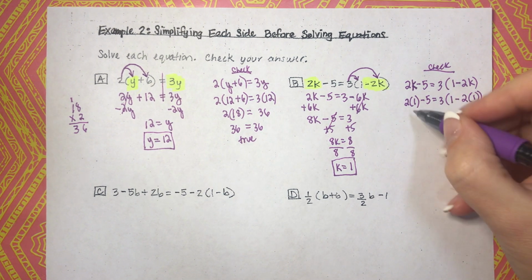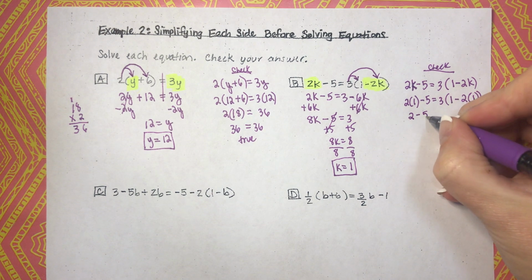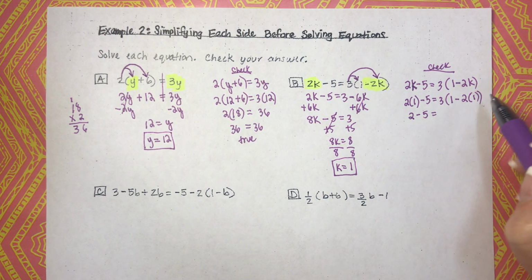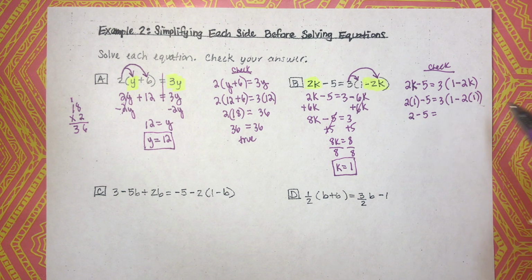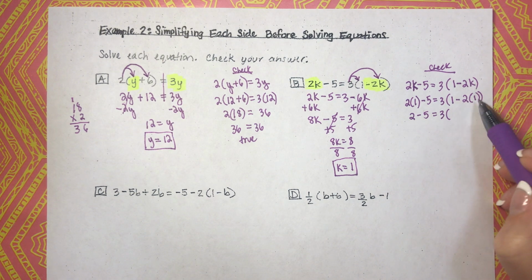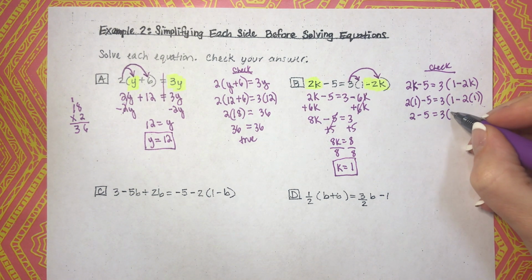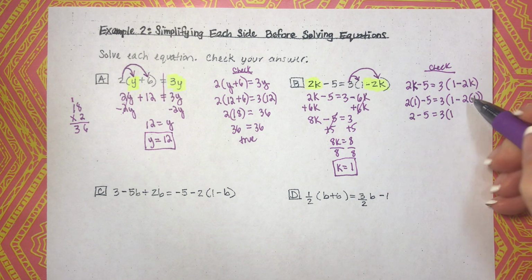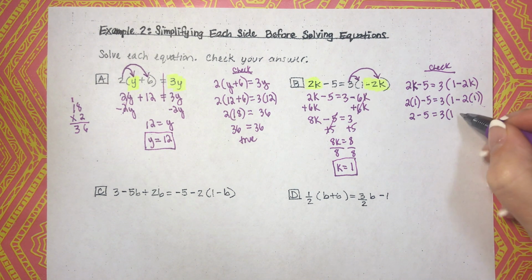2 times 1 is 2 minus 5 equals, over here on this side, we have 3 times and then we have a parenthesis, right? So order of operations states we have to do the parenthesis first. So we have subtraction and multiplication. We're going to do the multiplication first. That's what the order of operations states. So negative 2 times a positive 1 is just negative 2.